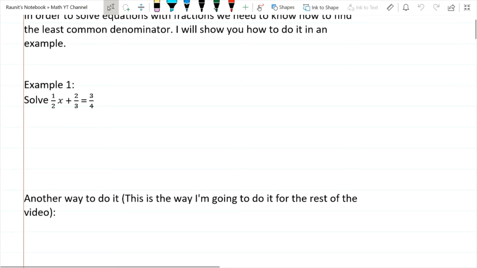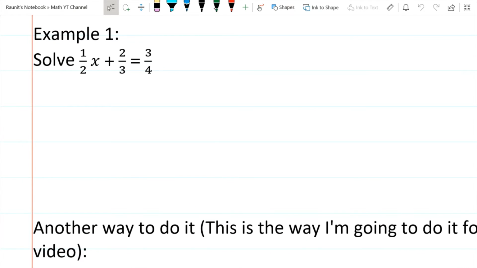Alright, so let's move on to example 1 now. Solve 1/2 x plus 2/3 equals 3/4. One way to do this is you see the 2, 3, and 4. Now you need to figure out what they have in common, like when you multiply them, what number do you get? That's one of the ways to find a least common, not a least common denominator, but a common multiple between them.